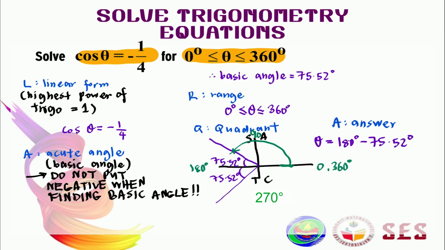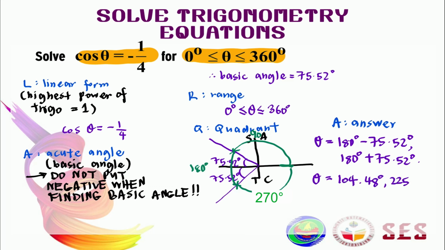If we continue our range here, we find the second answer in the third quadrant. Again, because this is our basic angle, the second answer will be 180 degree plus 75.52 degree. If I complete this range here, there will be no more answers after this. So we are going to have just these two answers. Let's simplify a bit, and then we have theta equals 104.48 degree and 225.52 degree. And this is how we find the answers for trigo equations by using LARCA.